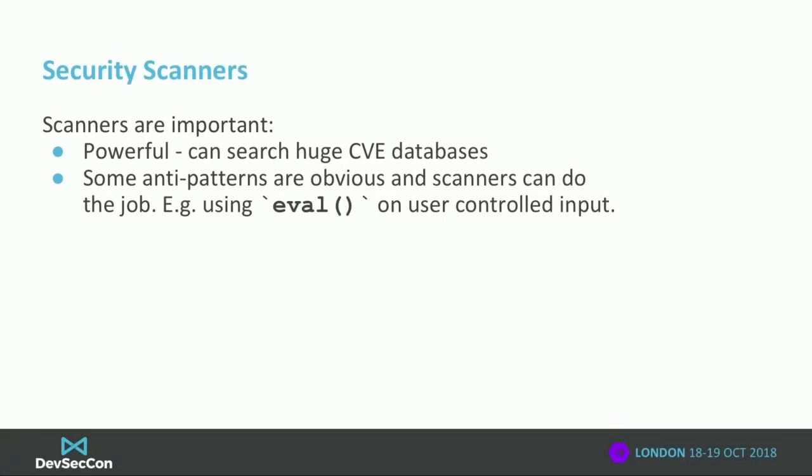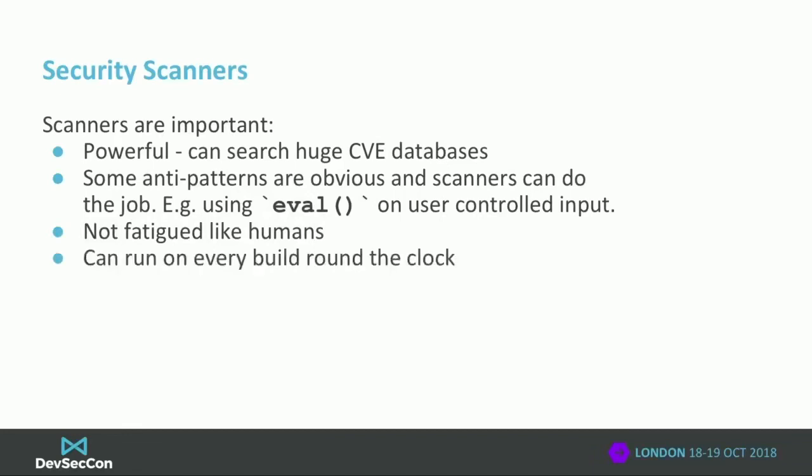Other types of scanners look for anti-patterns. For example, using eval, in many different languages, including Ruby. If that's on user-controlled input, you'll get an RCE. That's not good. I also like scanners because they're not fatigued like humans, especially when it comes to ship time and everyone's trying to push out code really quickly. A scanner operates the same every time. So that's very important. You can run them on every build, and you can run them around the clock. This also ensures that you have some sort of baseline for the health of all your services at every point in time.